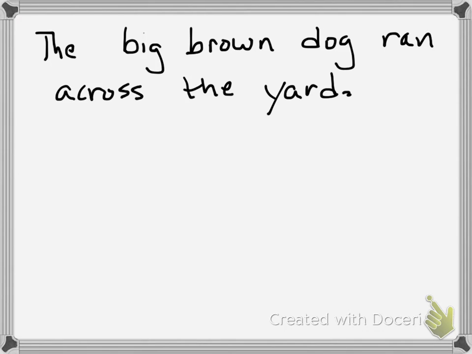Okay, here's another example sentence. The big brown dog ran across the yard. So first let's focus on our subject, and I'll circle that in red. So this sentence is about a dog, that is our noun, so dog is our simple subject. But if it asked us to provide the complete subject, I would include dog, but I would also include the words that describe the dog. This is a big brown dog.